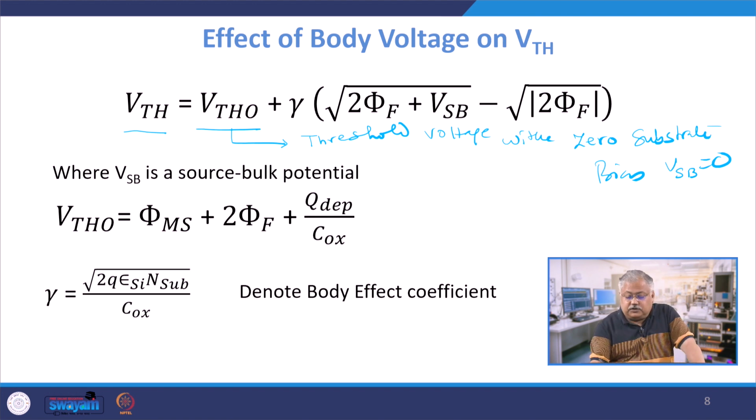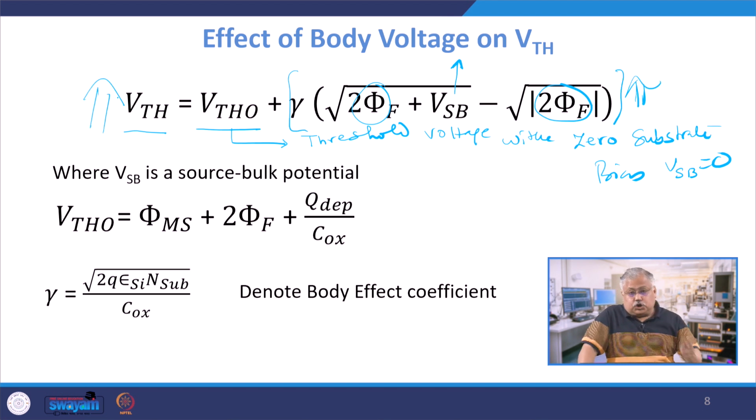Assuming that 2 phi f is almost constant, it is not varying with any factor. What you see interestingly is that as this quantity goes on increasing, the threshold voltage goes on increasing, and this is what I was telling you. This is source to bulk, right? Source to bulk. So, source is grounded.